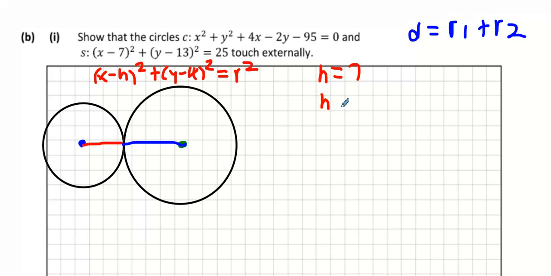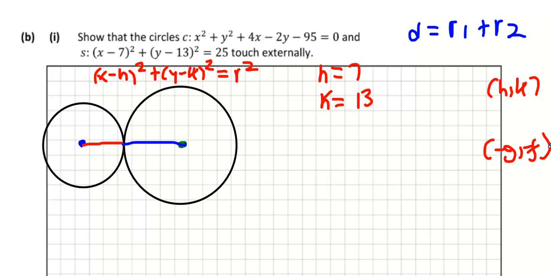7 and 13. Can anybody tell me the center of this circle then? In your tables, it will tell you the center is HK. And in your tables, it will tell you for GF, it's minus G, minus F. You only change the symbols for G and F. You do not change it for H and K. It's great that you were making this mistake now and not later.